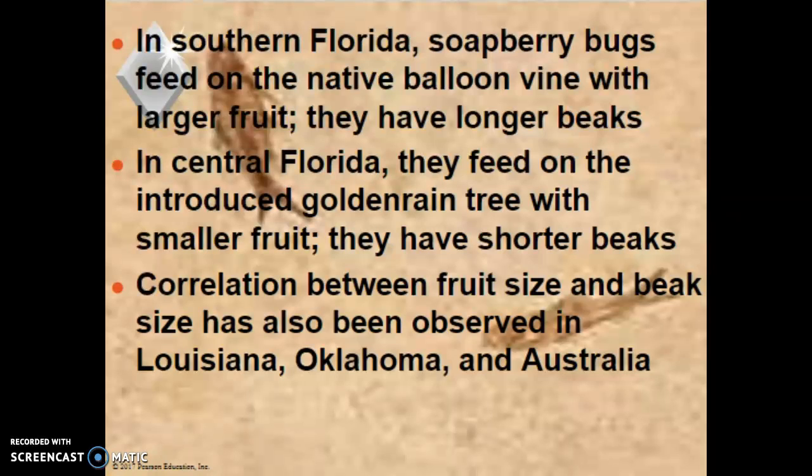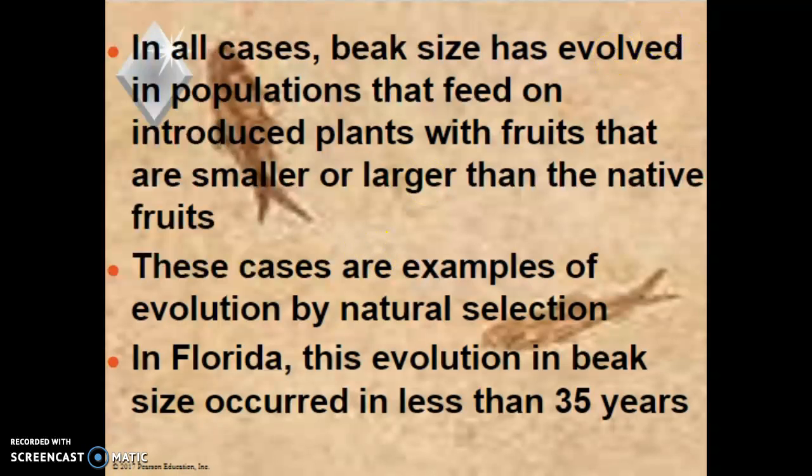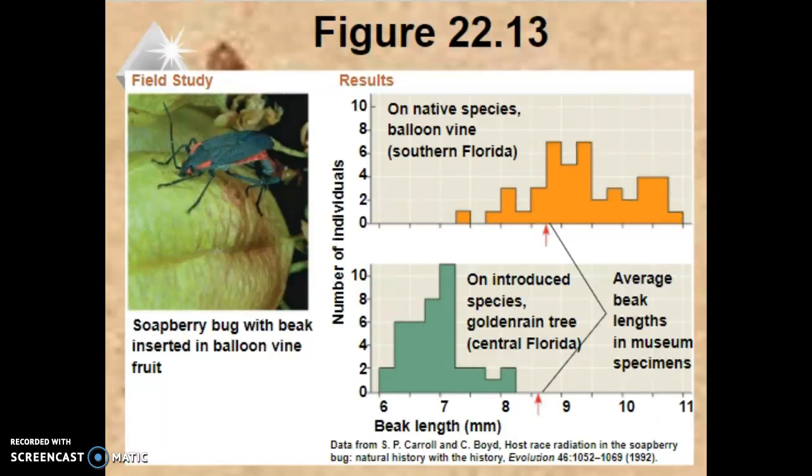You can see there's a correlation between fruit size and beak size in several other places of these same bugs. But in all cases, beak size has evolved in populations that feed on introduced plants with fruits that are smaller or larger than the native fruits. So really good examples of selective pressure causing a phenotypic change. You see in Florida, its evolution took less than 35 years. So survival success is a pretty strong selective pressure.